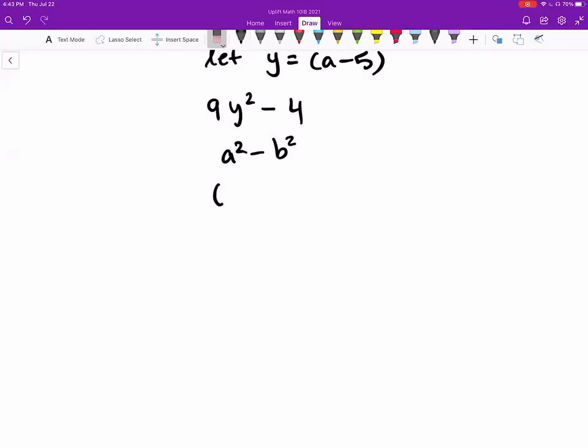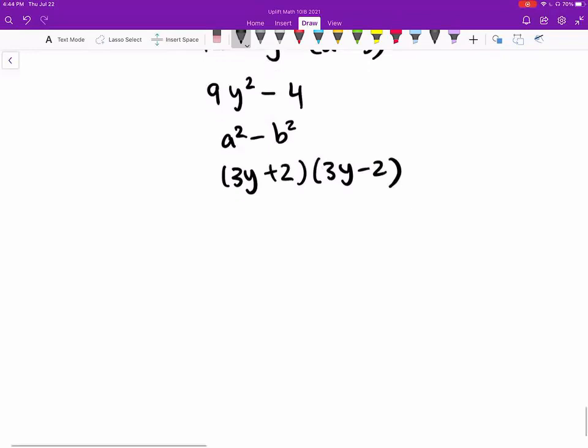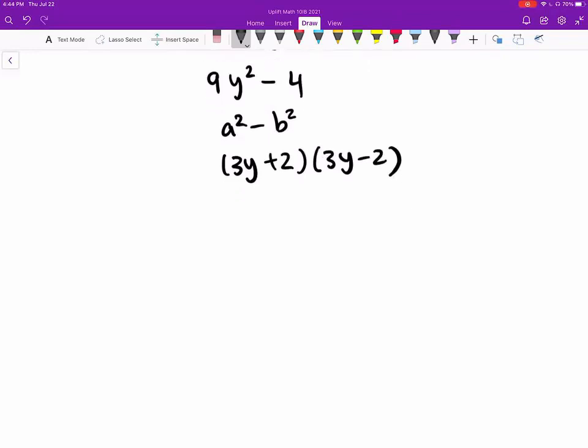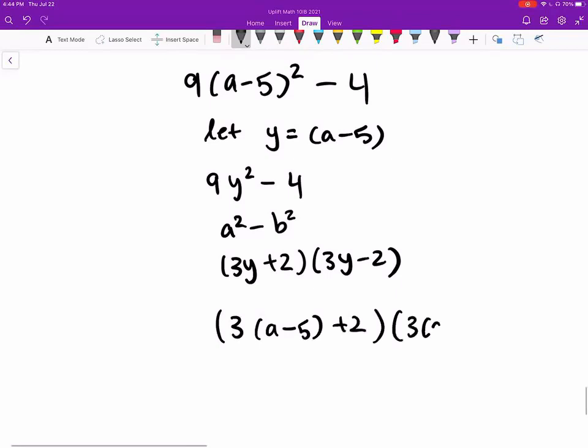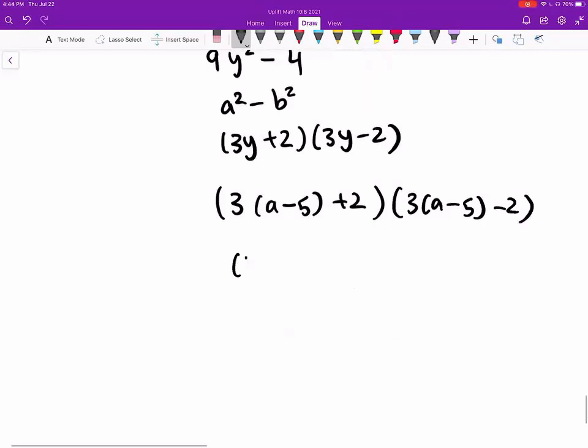Oh, wait, no, I'm thinking of the wrong thing. Yeah, 3y plus 2 and 3y minus 2. And then now we've got to sub back in, what was it, a minus 5? So we get 3 times a minus 5 plus 2 and 3 times a minus 5 minus 2. So in the end, we get 3a minus 13 and 3a minus 17.